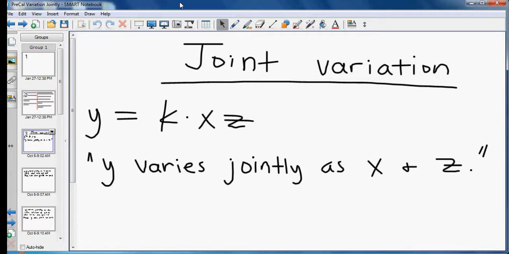So notice the inverse variation is the only one that divides. Both direct and joint multiply. So inverse divides, the variables stay together, but both joint and direct multiply. Joint just multiplies more than one. So y varies jointly as x and z.